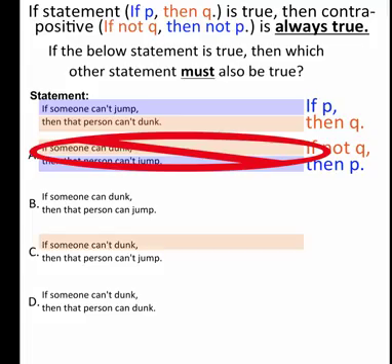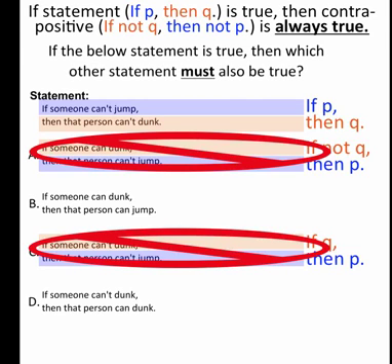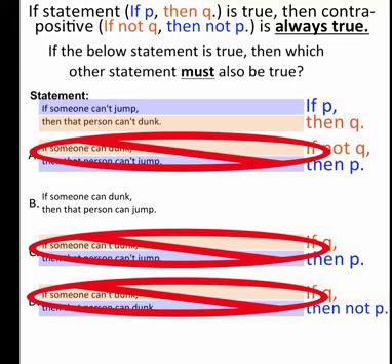Let's look at C. If someone can't dunk, well, that's just the same thing that's in Q. If Q, in this case, then P, that is not true. The next one is if someone can't dunk, again, that's Q, then that person can dunk, then not P. That is not true.